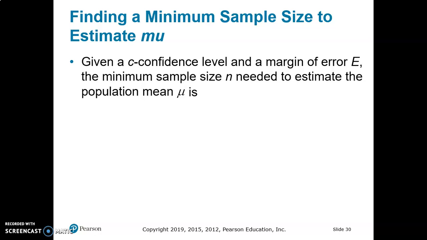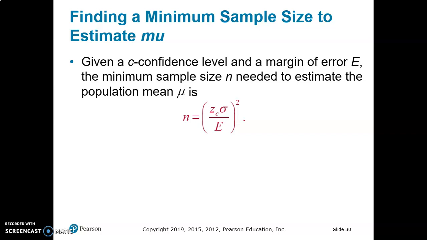Okay, and so to try to wrap this up pretty quickly, really this is just a calculation. We won't really go into why the calculation is the way it is. What we're really worried about is, can we calculate it? And yes, we can. It's not that bad. To figure out the minimum sample size needed to estimate the population mean mu.